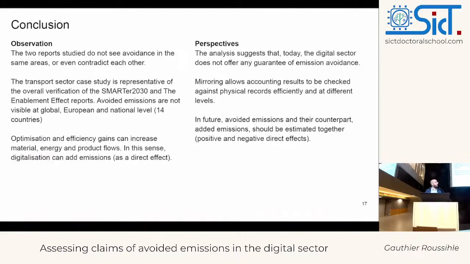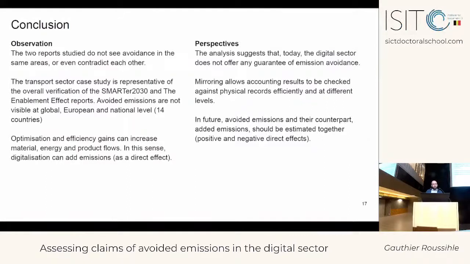Because so far, when we are confronted with this kind of reports, we are confronted with a partial accounting. We are just seeing credits, but we don't see the debit. I don't know how to say that in English, but we have expenses on one side that are added emission, and avoided emissions are gains. So whenever you see results from avoided emission, it means it's only one part of the accounting. The other part is missing.